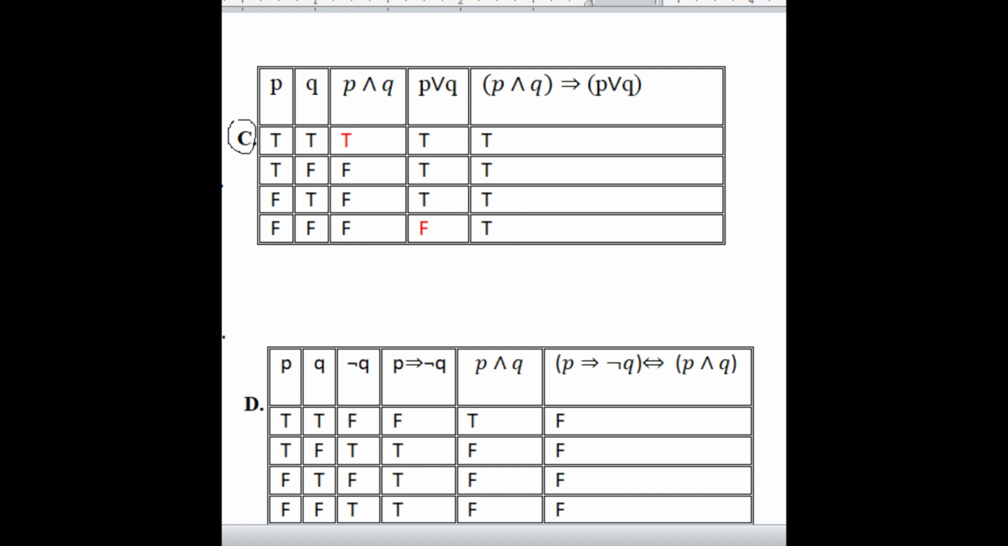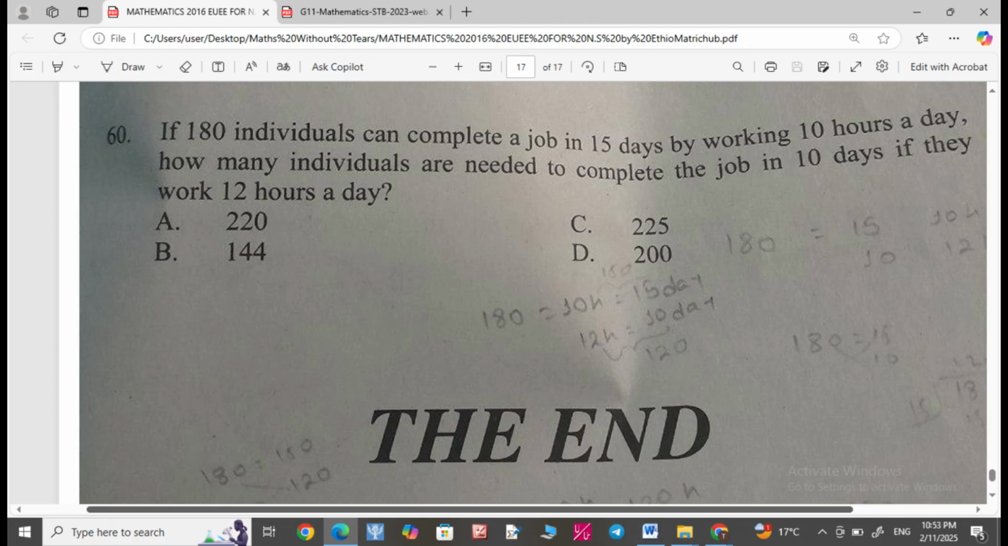Okay, let us move to the next and the last problem, which is relatively the most challenging problem. Among all the problems we have seen in these videos, this is the most challenging. If 180 individuals can complete a job in 15 days by working 10 hours a day, how many individuals are needed to complete the job in 10 days if they work 12 hours a day?